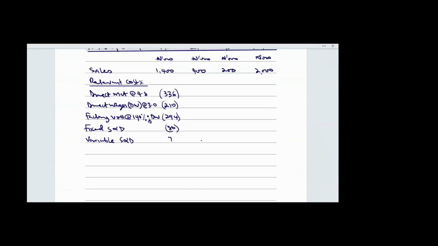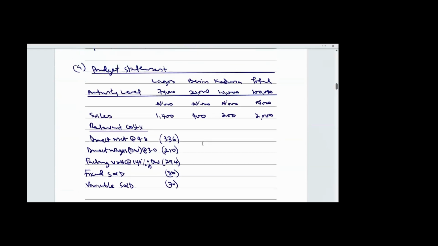So here is 70. And let's do for the rest. What's 4.8 of 20? That should be 96. 4.8 of 10, 48. 4.8 of 100, that's 480. Okay. Then 3 multiplied by 20, that will be 60. 3 multiplied by 10 will give us 30. 3 multiplied by 100 will give us 300.